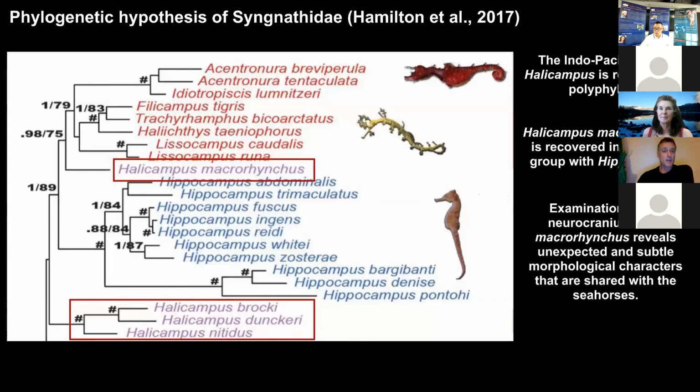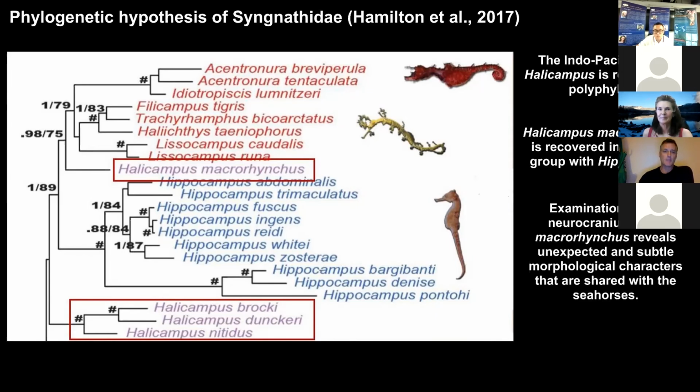Another example is the paraphyly of Helicampus that Healy just mentioned. Helicampus recovered as paraphyletic. You can see there's multiple groups. Helicampus macrorhynchus in particular is recovered in the crown group with Hippocampus. So we were quite curious about Helicampus macrorhynchus in general. Examination of the neurocranium reveals some unexpected and subtle characters that are shared with the seahorses. And as Josephine Stiller mentioned, Helicampus macrorhynchus is actually the syngnathid sister to the seahorses.